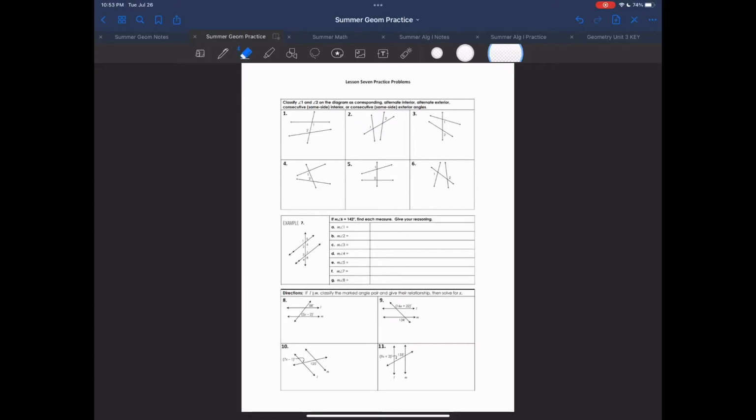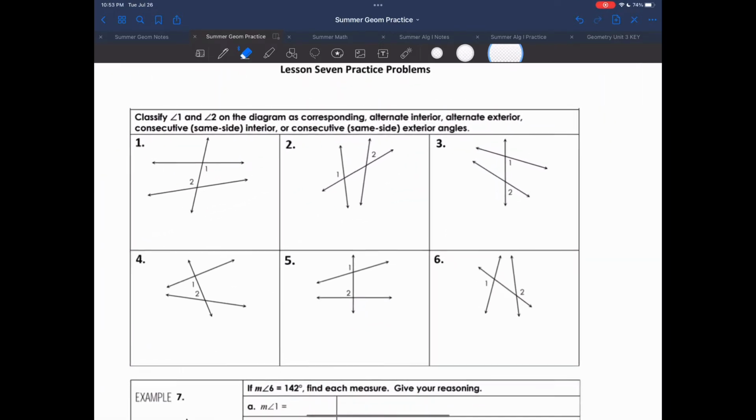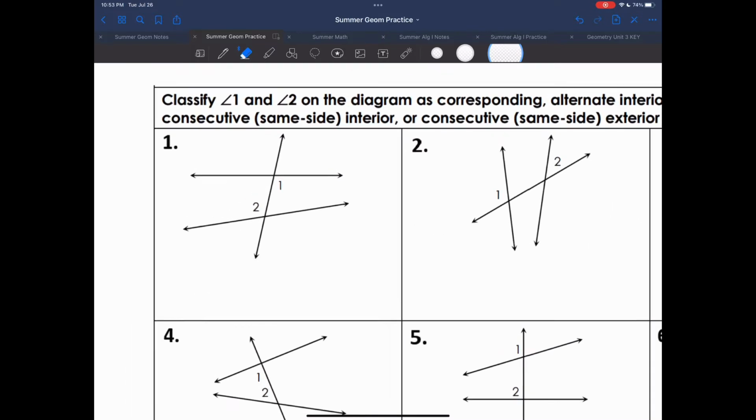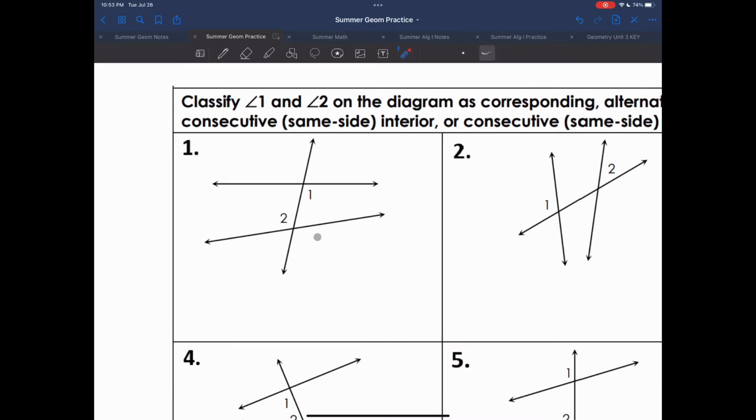All right, we are working through our lesson 7 practice problems all over angle relationships and transversals and parallel lines. So let's jump in here. Let's look at these top 6 problems first. It says classify angles 1 and 2 on the diagram as one of those 5 angle pairs. All right, so let's take a look at number 1 here.